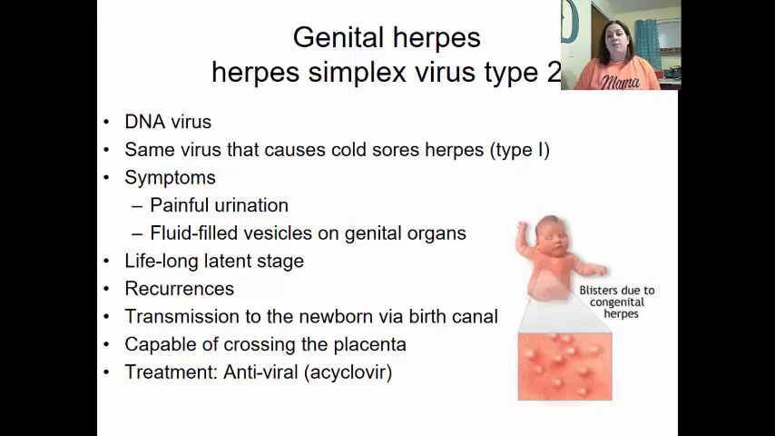Transmission to a newborn via the birth canal can take place. This can cause blisters on the baby's skin, which we call congenital herpes. It is also capable of crossing the placenta. The treatment for this is an antiviral called acyclovir. Acyclovir is used in order to hinder viral replication.